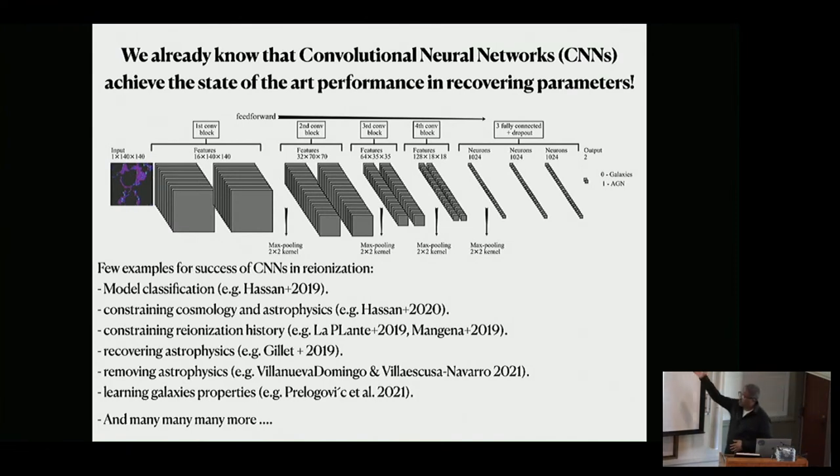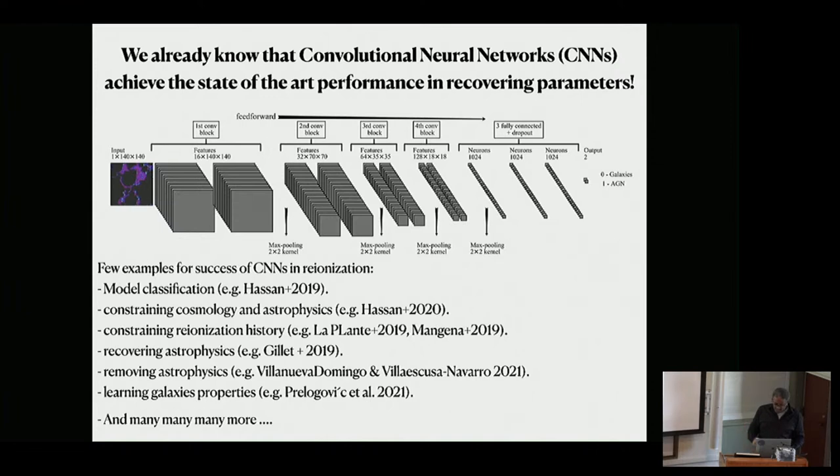This is one of the examples we did earlier, where we tried to look at reionization driven by AGN or galaxies, and we asked whether we can classify between them. It's basically like you plug in your map and you try to learn all these filters and kernels, optimizing them in a way that maximizes the prediction, right? These are different examples, especially in reionization, to do that.